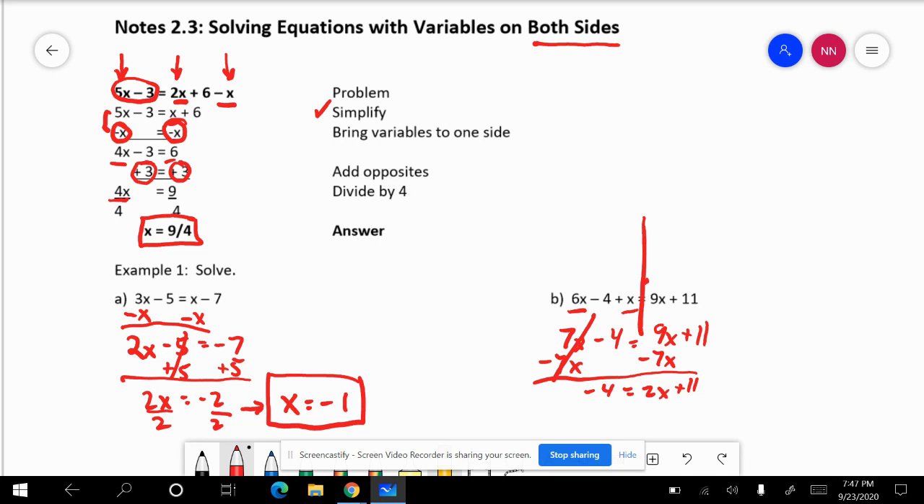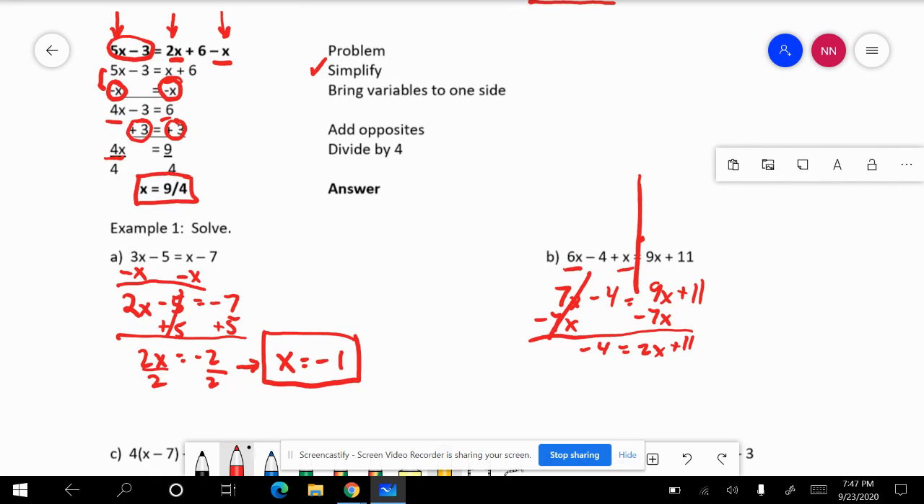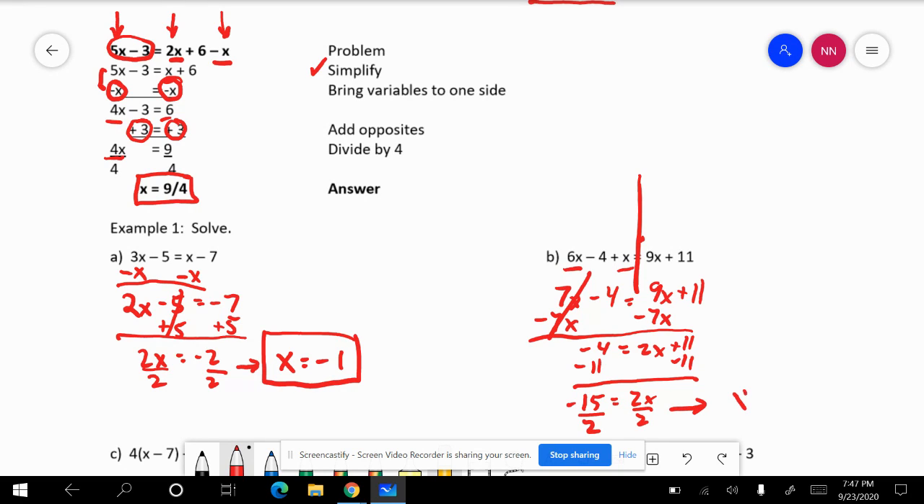And what I'm going to do is I am going to subtract the 11. And that gives me negative 15 is equal to 2x. So in order to get the x by itself, I'm going to divide each side by 2. And that right there gives me x is equal to negative 15 over 2. We could leave it as an improper fraction. There's nothing wrong with that answer.